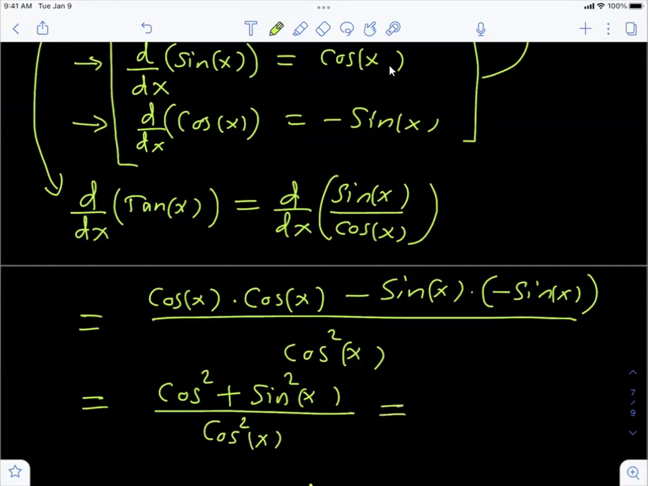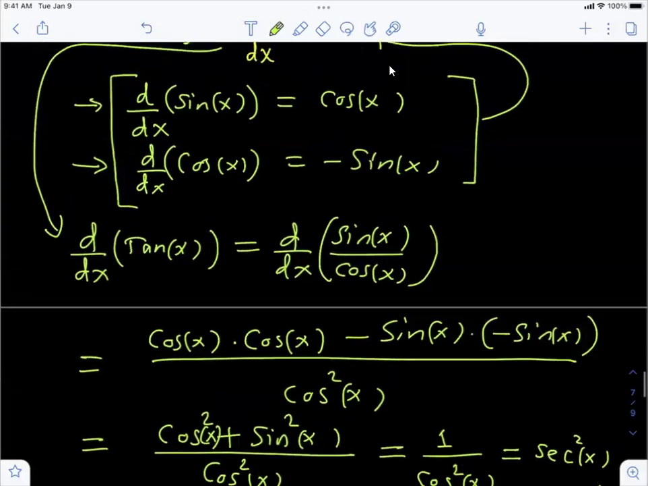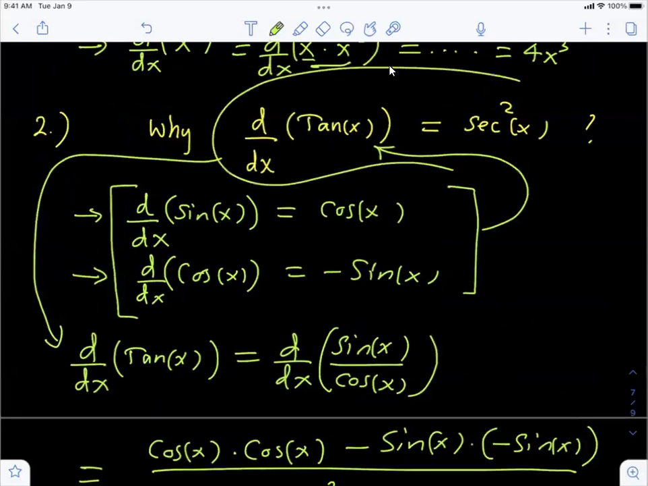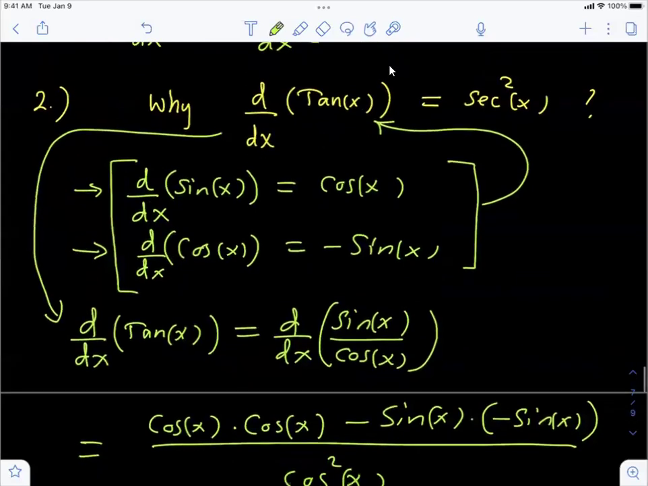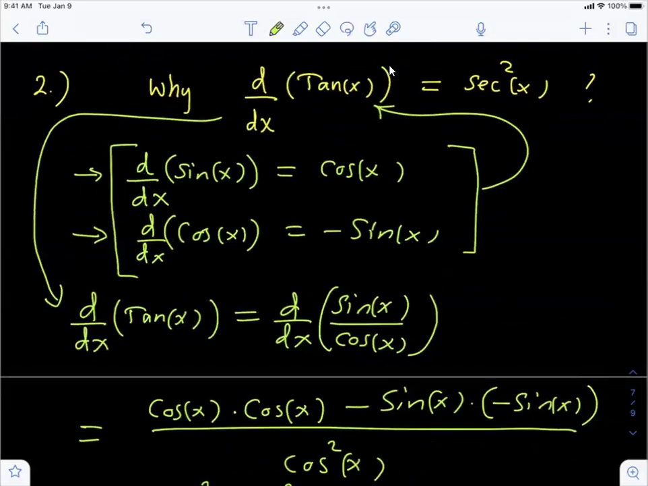And what is sine squared plus cosine squared? In other words, cosine squared plus sine squared. That is the Pythagorean identity, which is none other than just 1, divided by cosine squared, and that will result in exactly, 1 over cosine is secant, and this has a square, so it's secant squared. And that's how you can develop a formula starting from what you know to get to the unknown.